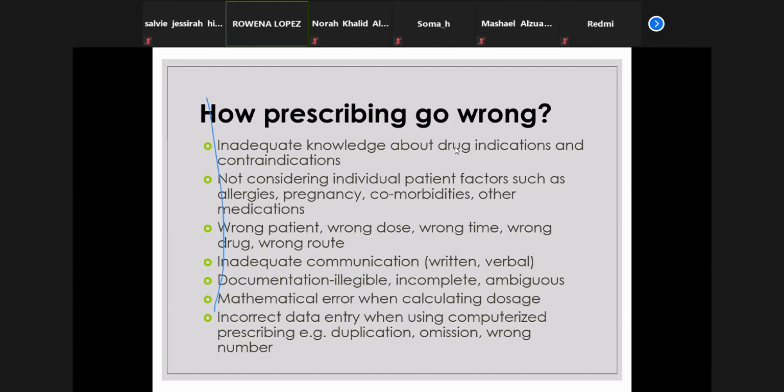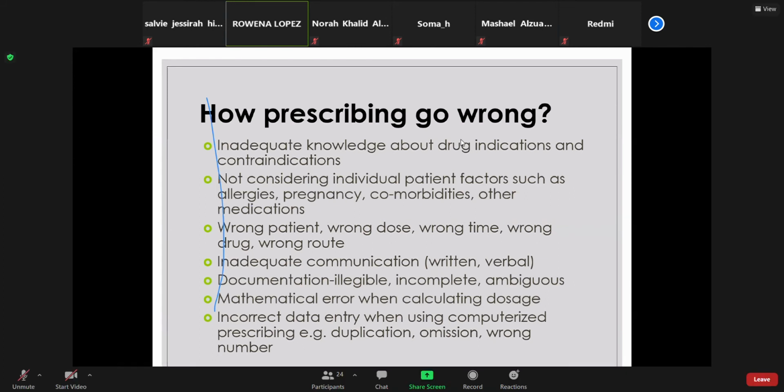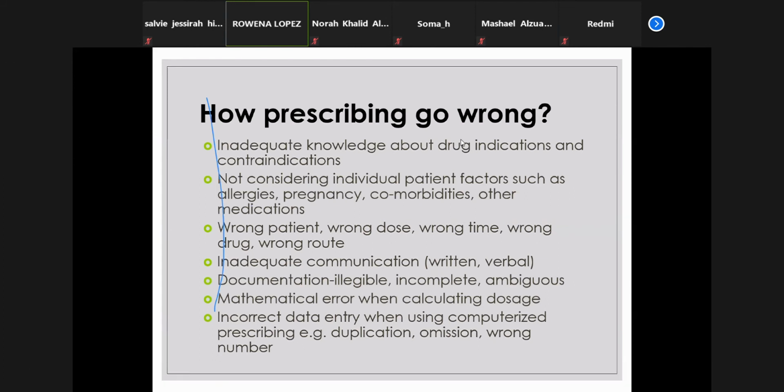Then prescribing will also go wrong if the documentation is illegible. The doctors sometimes have very bad handwriting, which we cannot understand. Also incomplete spelling and ambiguity. Mathematical error when calculating dosage, incorrect data entry when using computerized prescribing, for example, duplication, omission, wrong number.